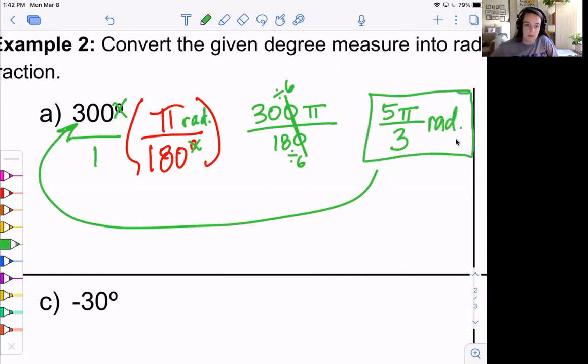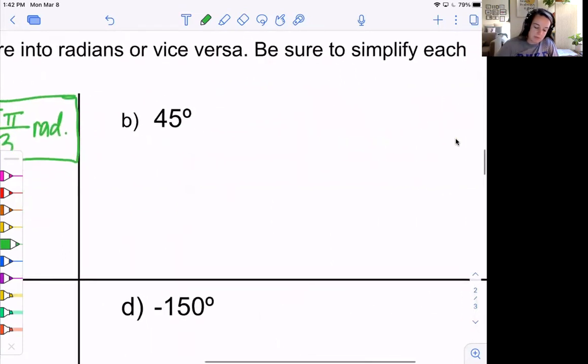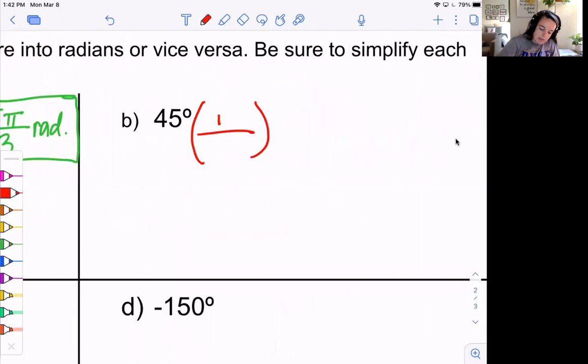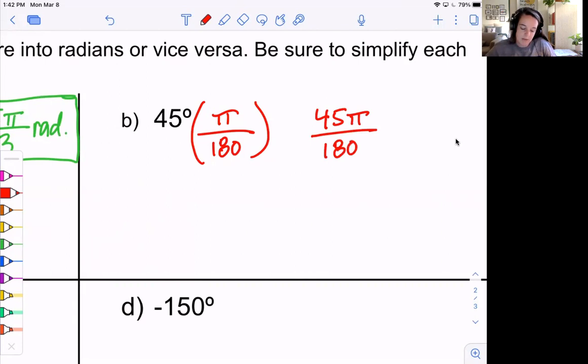Okay. So I'm going to do the same thing for a problem like 45 degrees. So multiplying times pi over 180. So I get 45 pi over 180. Those are both divisible by 5.